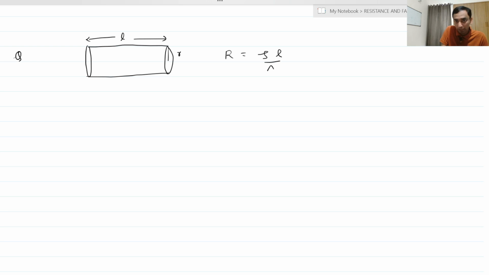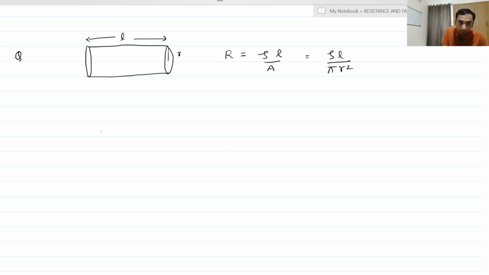One last problem on the resistance is the following. So suppose you have a conductor whose radius is R. So definitely we are going to talk about the cross-sectional area, right? The radius of the metal wire is R. The length is L. So the resistance is equal to rho L upon A, where A is the area of the cross section, which can be written as pi r square, because it's a circular cross-sectional area.